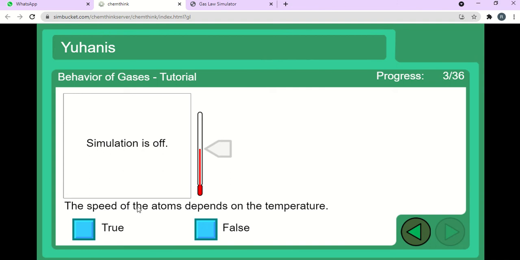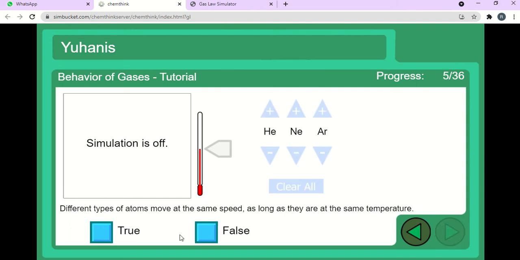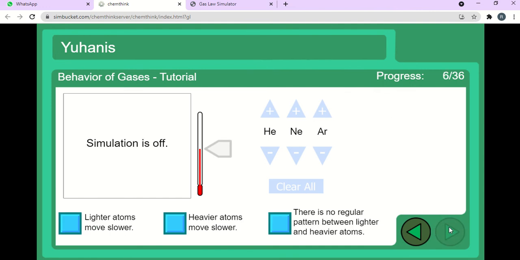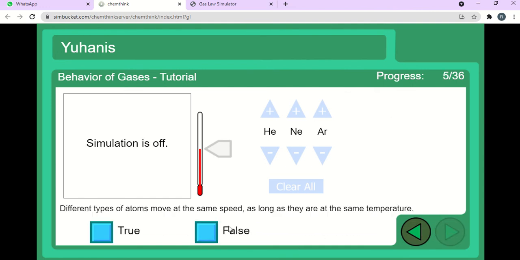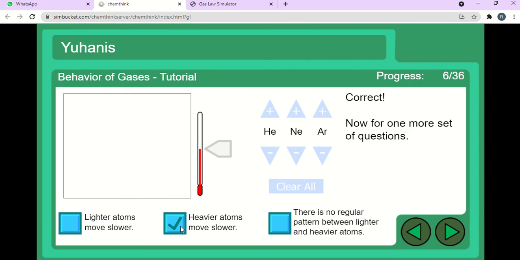Okay, the speed of the atom depends on the temperature. True. Different types of atom move at the same speed as long as they are at the same temperature. False. Different types of atom don't move at the same speed. It depends also on their size. Correct. Lighter atoms move faster, heavier atoms move slower.